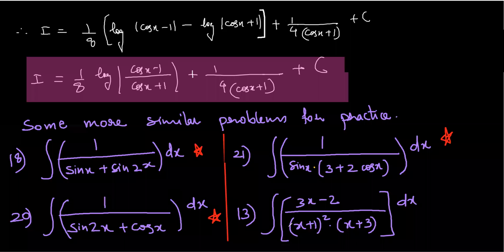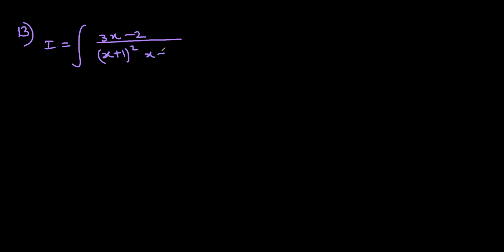Now, along with these, you will also solve question number 13. In the 13th question, which I have written, you have repeated linear factors. So I can help you out. I have already solved this, but I will help you out once again here for the 13th. So the 13th is: I equals the integral of 3x minus 2 upon x plus 1 square into x plus 3, dx.